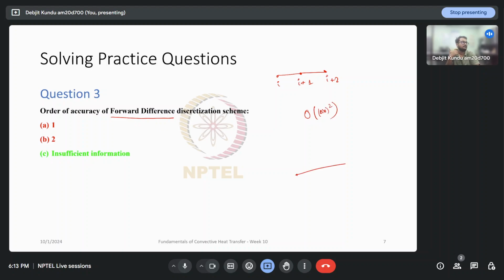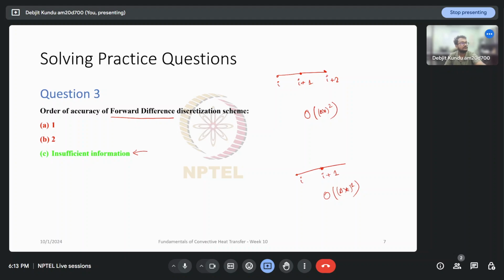Similarly, if you had used only 2 points, let's say I and I plus 1, then you would get only order 1 accuracy. Similarly, you could use n number of points and hopefully get n order of accuracy as well. So since that wasn't mentioned, therefore this question does not give you the sufficient information. So your correct option should have been option C, that is insufficient information.